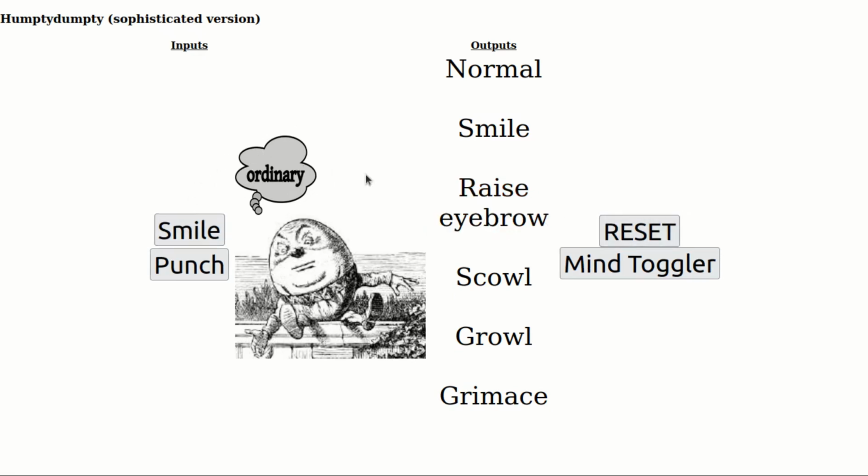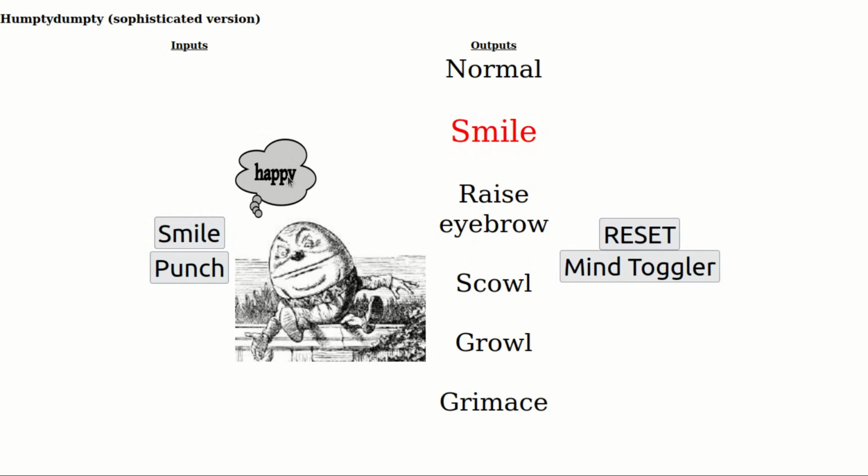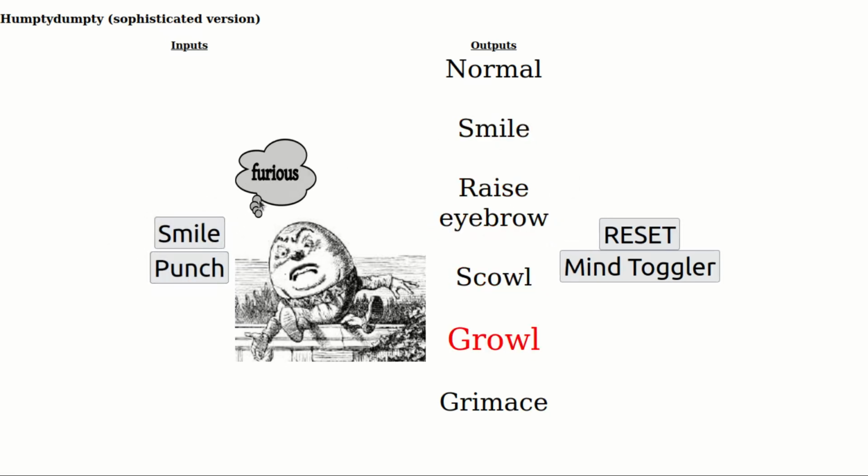Let's just quickly see it. Initially the mental state was ordinary and you smile. So when it is in ordinary mental state and you smile, then it smiles back. But if I punch it, its mental state now is furious. If you smile now, then it just scowls. So its output depends on two things, the input as well as the mental state. The mental state itself depends on two things, the current mental state or just the mental state at the last stage and the current input. Essentially the way we human beings work.